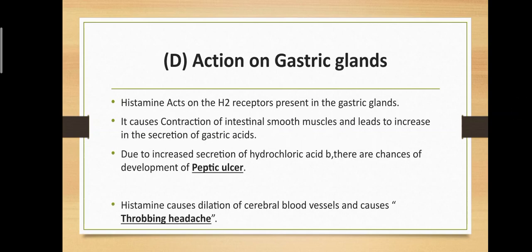Action on gastric glands. Histamine acts on the H2 receptors present in the gastric glands. It causes contraction of intestinal smooth muscles and leads to an increase in the secretion of gastric acids. Due to increased secretion of hydrochloric acid, there are chances of development of peptic ulcer. Also, histamine causes dilation of cerebral blood vessels and causes throbbing headache.